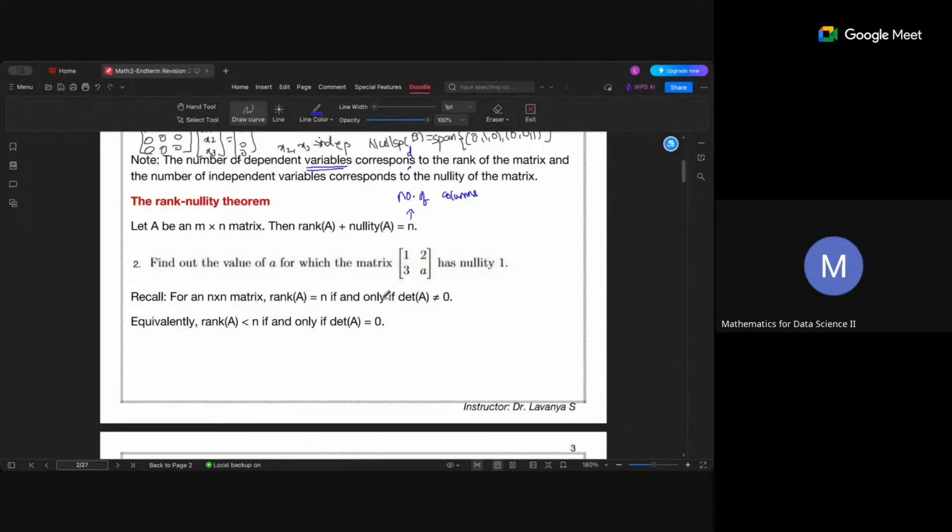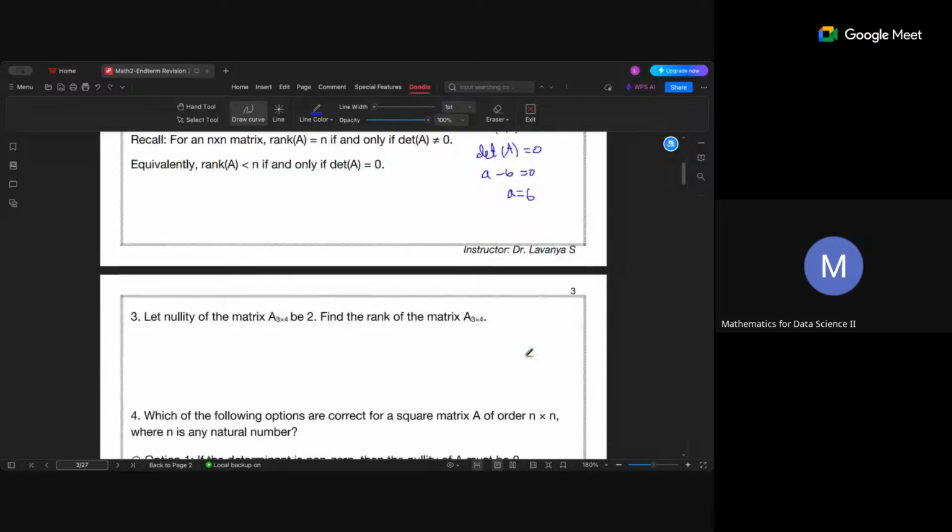If you are using the point which I mentioned here, use this technique: rank of A is equal to n if and only if the determinant of A is non-zero. Equivalently, rank of A is strictly less than n if and only if the determinant of A is equal to 0. Here, if this matrix has nullity 1, what should be the rank of A? It is 1, which means the determinant of A is equal to 0. If you apply this property, A minus 6 is equal to 0, so A is equal to 6.